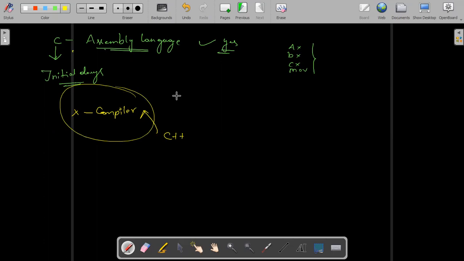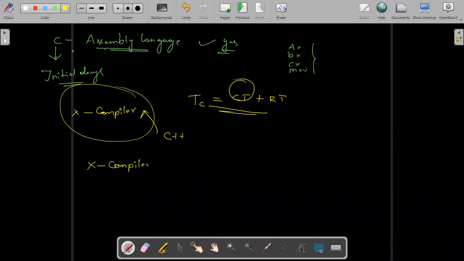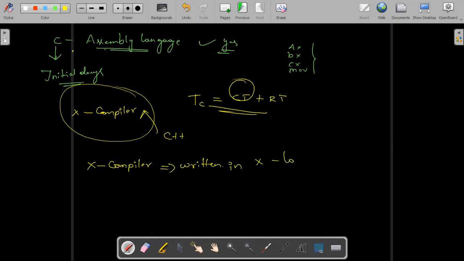So compilers are very, very important. Why am I talking about compilers? Because we have to identify the time complexity. Time complexity is nothing but compile time plus runtime. That is the reason I'm talking about compilers. So the X compiler is written in X language, yes or not?